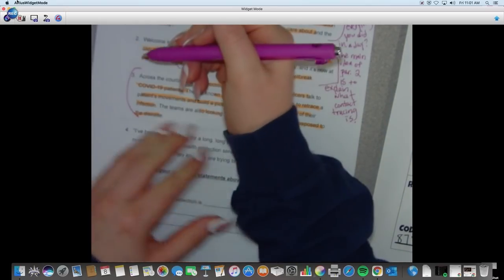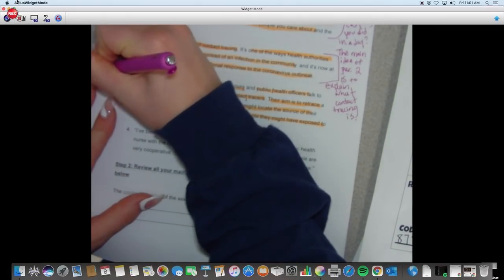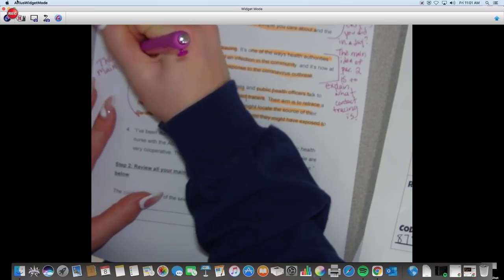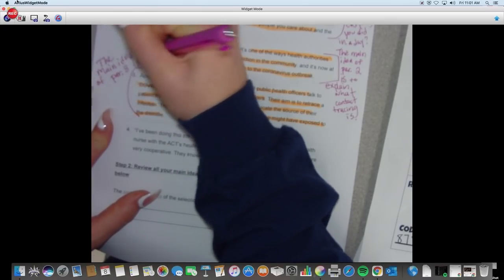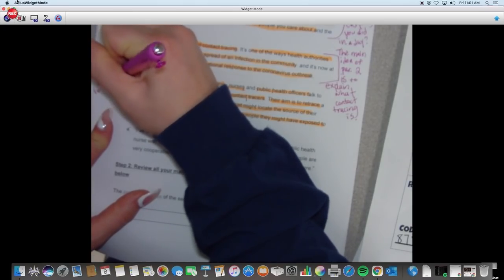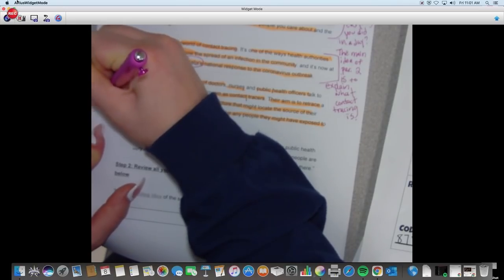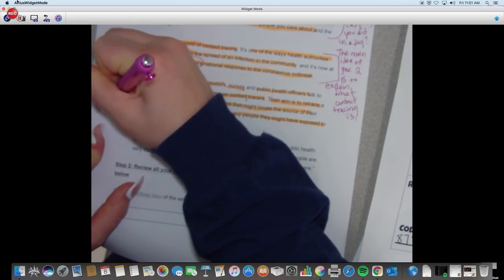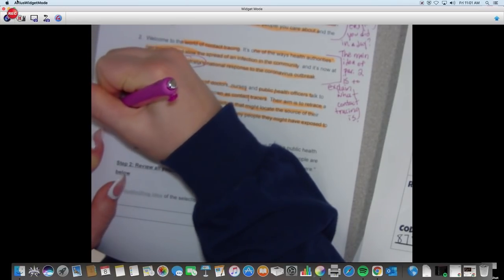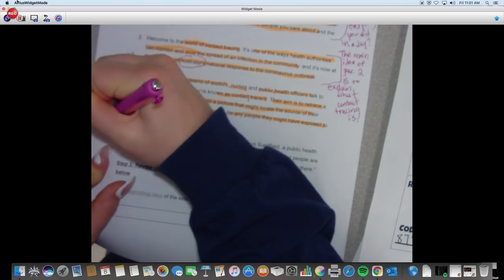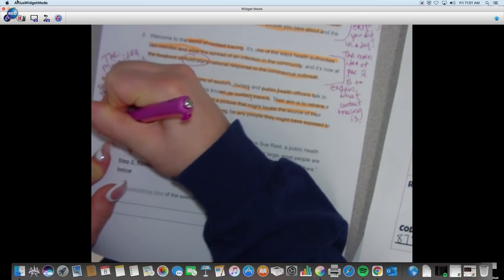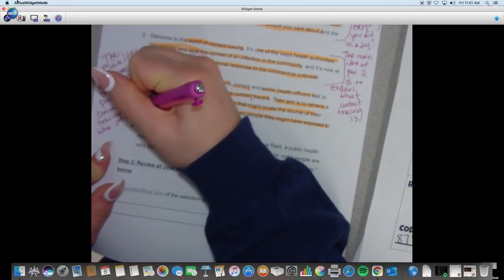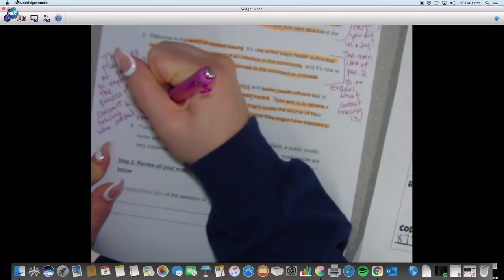So I'm just going to say the main idea of paragraph 3 is to explain the process of contact tracing and who contact tracers are.